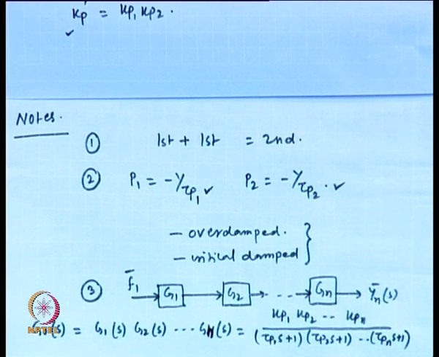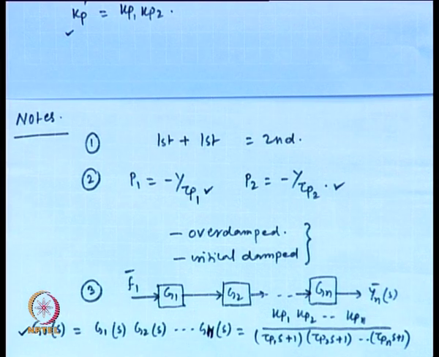Fine. So, if n first order systems are connected in series, we obtain the overall transfer function like this. Okay. Thank you.